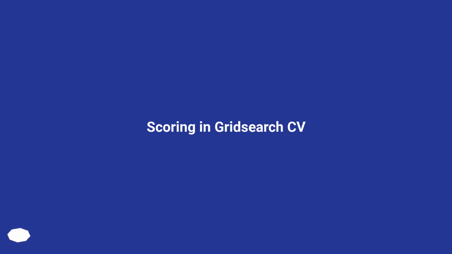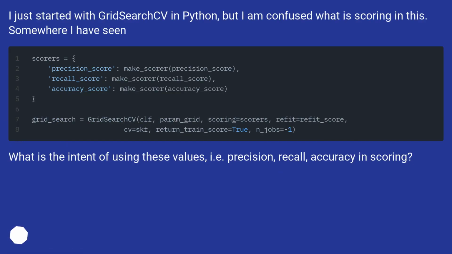Scoring in Gridsearch CV. I just started with Gridsearch in Python, but I am confused what is scoring in this. Somewhere I have seen.